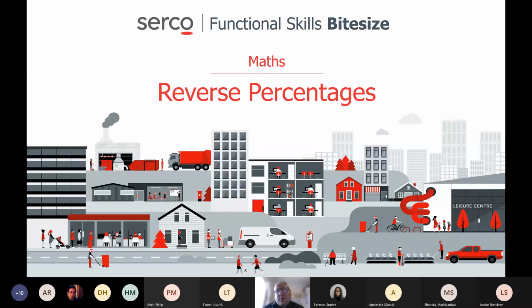Session is on reverse percentages. So we've been alternating these bite-sized sessions this morning between English and maths, and some of you have done both of them, or just the maths ones, or just the English ones. And so it's great to have you.